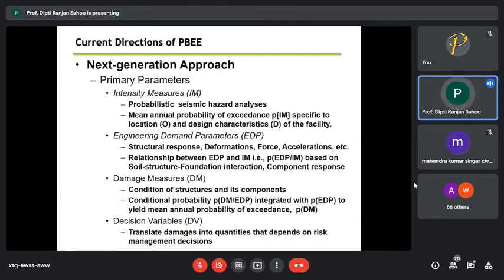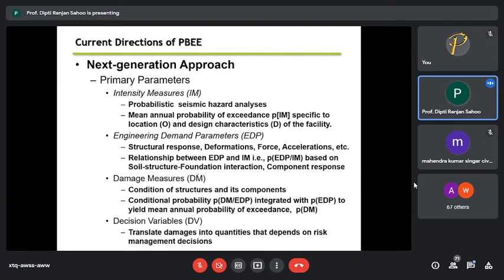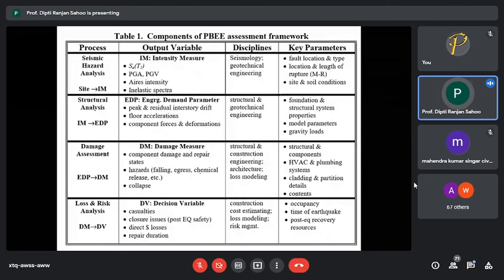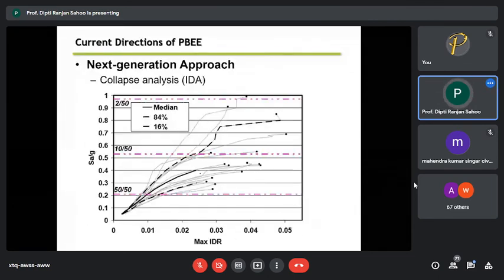But here what you do is you take the decision variables. It depends on what the cost is, what the downtime is, what the damage measures are, what the main demand parameters you have to take are, whether it's force, displacement, or acceleration, and then what the intensity measure is, like which analysis or hazard curve I have to take. I'll just skip this one. I'll just try to show how it is done.